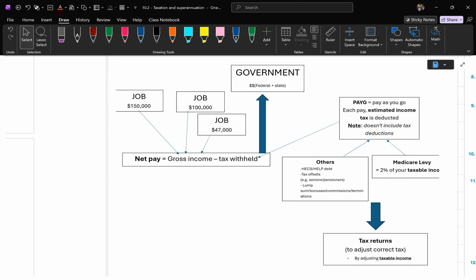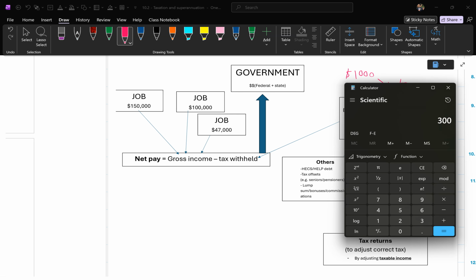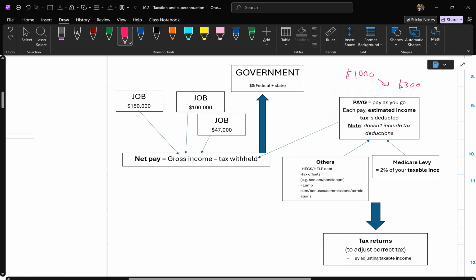What's the problem? Each fortnight that they pay tax for you, they do an estimated one. They don't take into account any tax deductions. So say you had $1,000 and they estimated a third of it. So let's say they took $300 away. So if each fortnight you lose $300, then 300 times 52, let's see what that works out. 300 times 52, let's say you lose $15,600 in tax. Okay? This is an approximate answer.